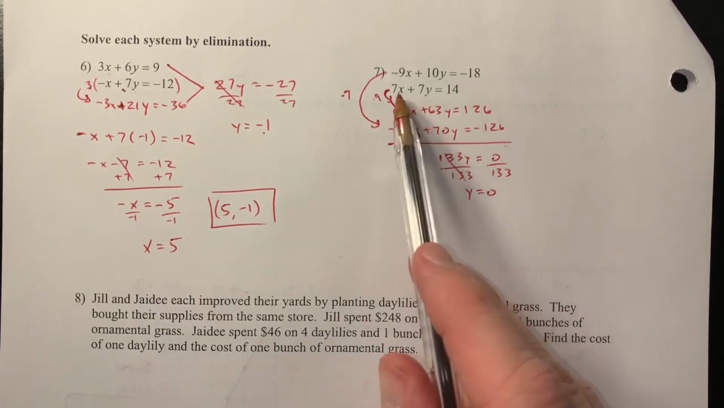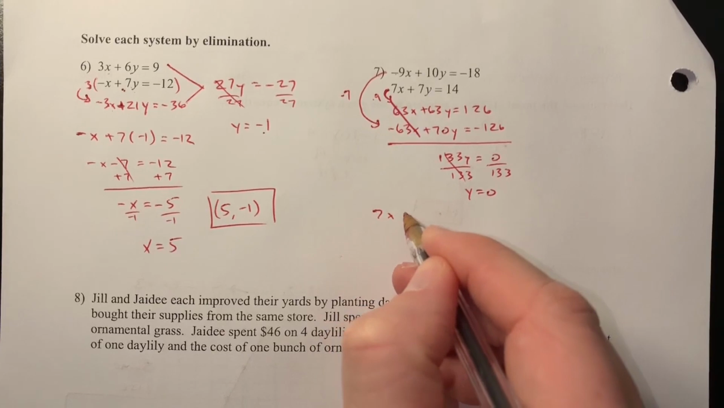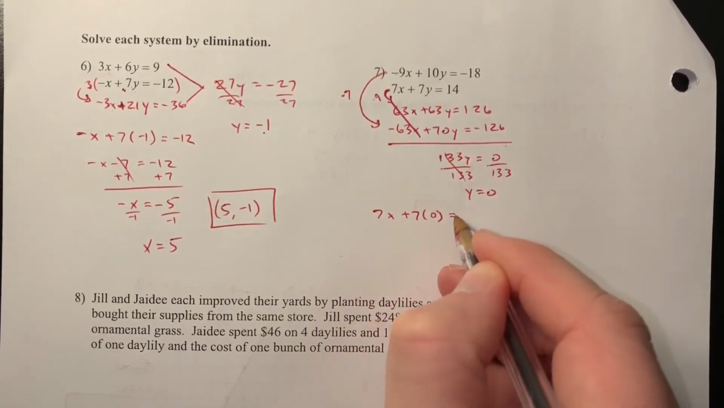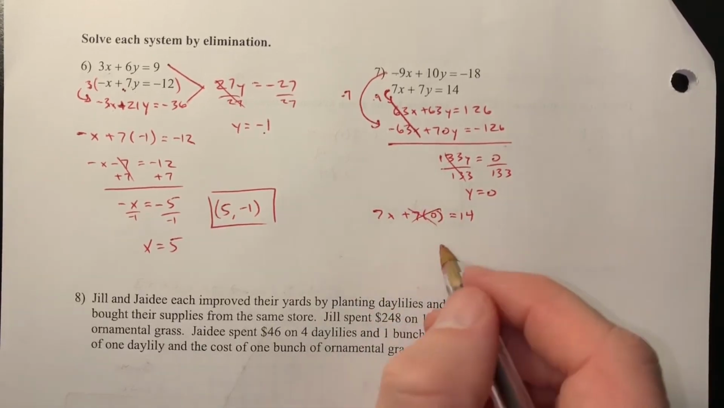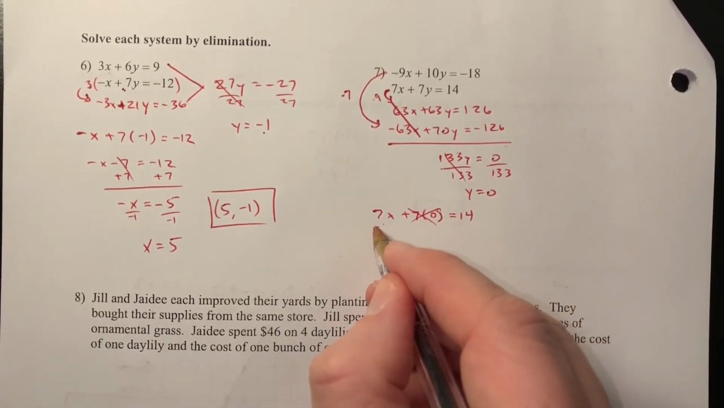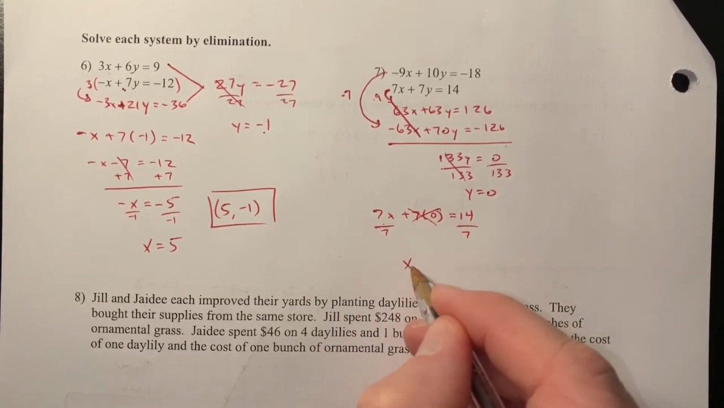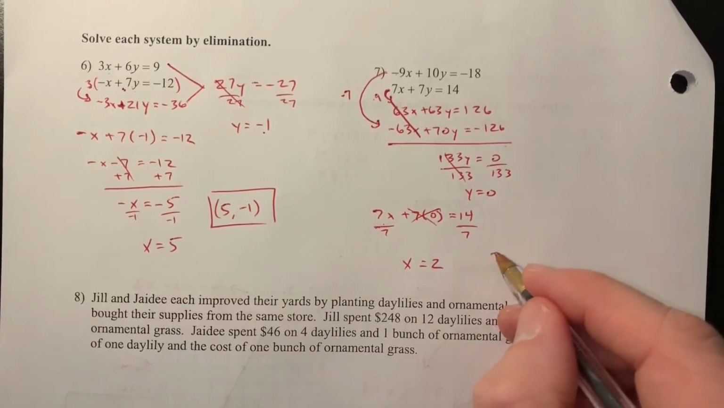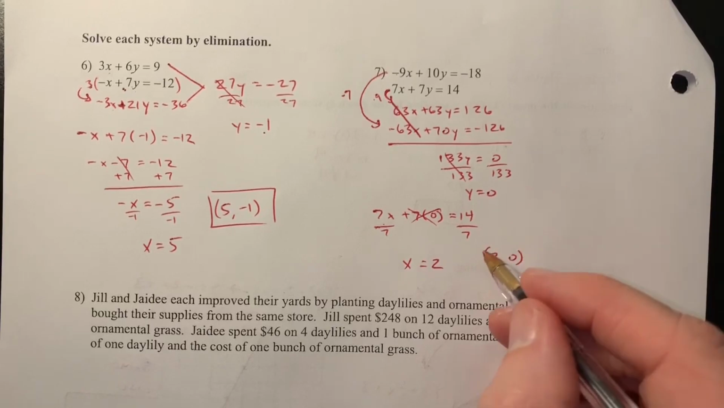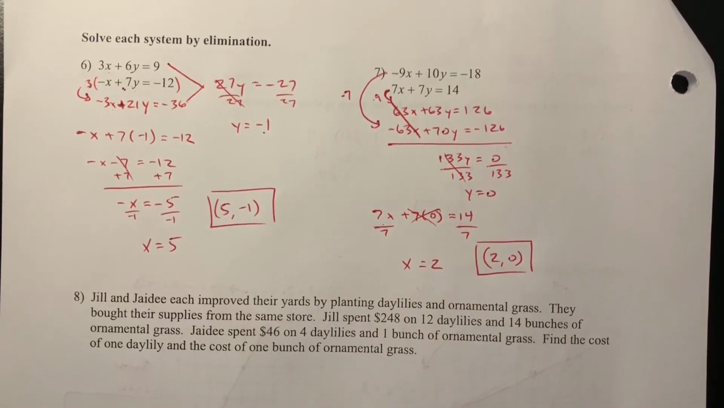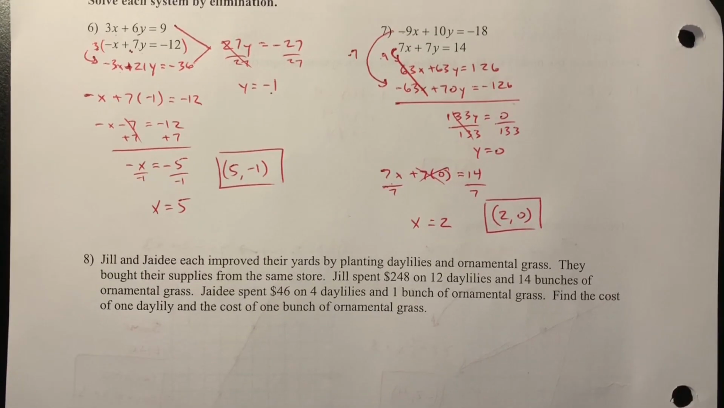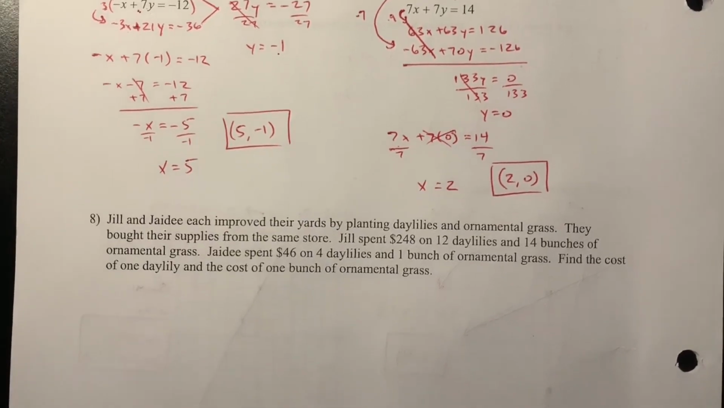I'll go with the second one. So 7x plus 7 times 0 equals 14. That 7 times 0 is 0, so I don't have to subtract anything. Divide by 7, and I get x equals 2. So my solution is (2, 0), and once again, great idea to plug that into the two original equations and make sure that it actually works in both. If not, that means we made a mistake, and we need to either find the mistake or scratch it and start over.